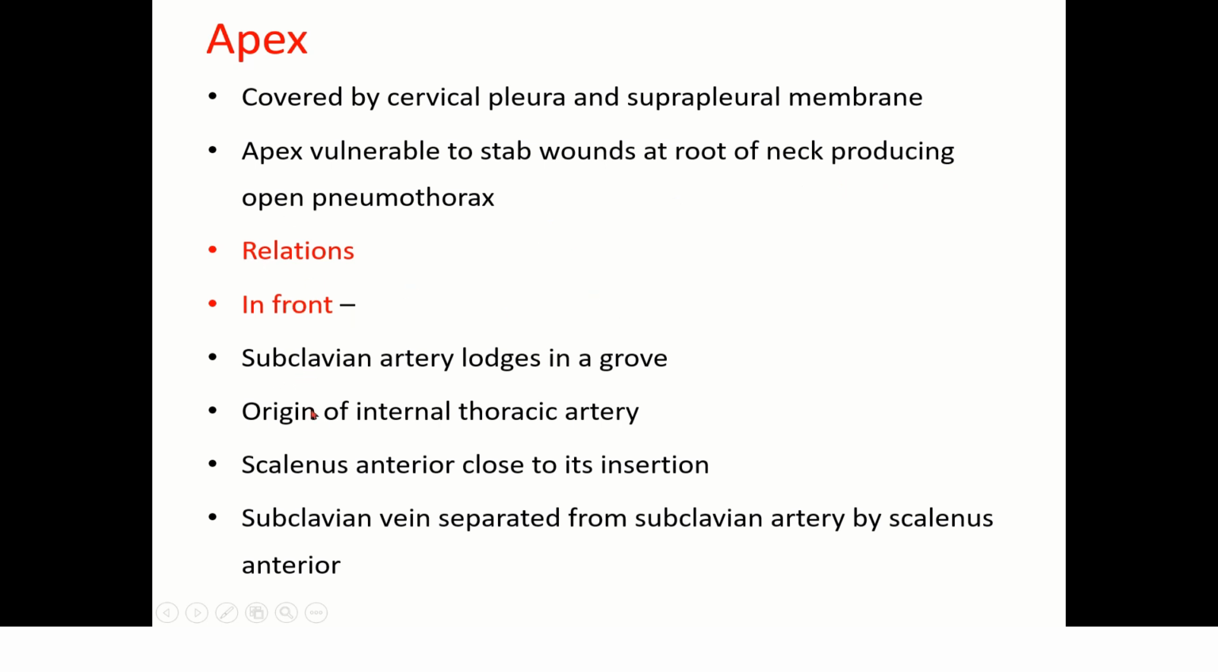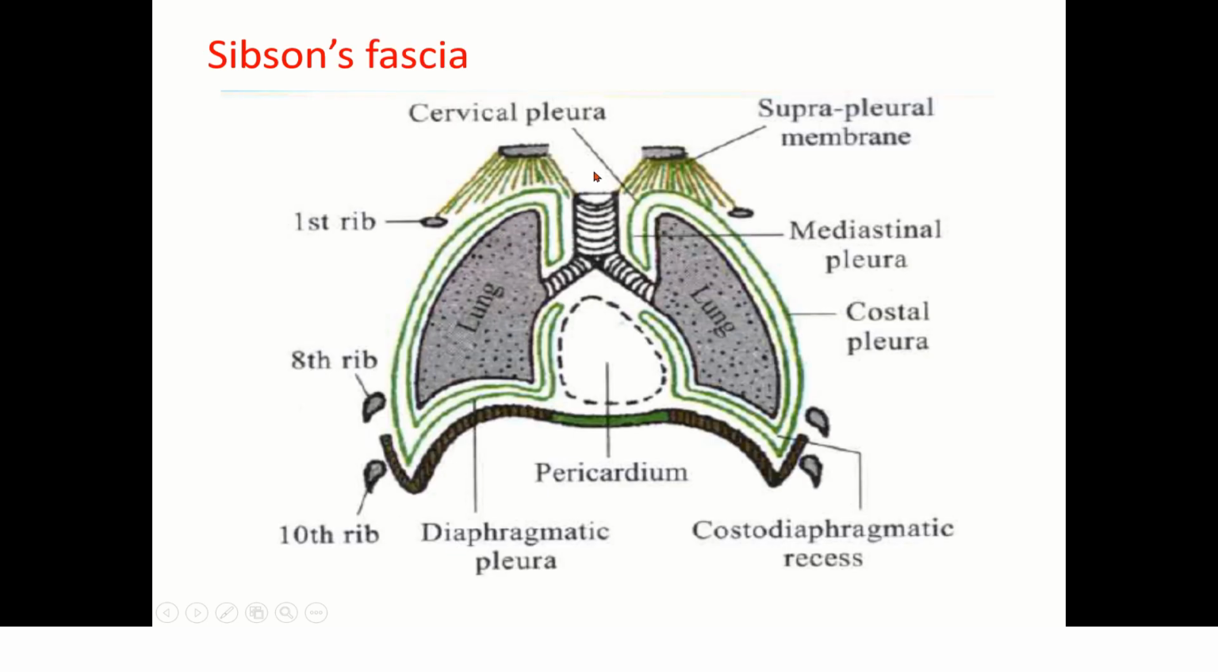Relations in front: subclavian artery, then origin of internal thoracic artery, scalenus anterior close to its insertion, and subclavian vein separated from subclavian artery by scalenus anterior. You can see here, this is the cervical pleura and this is the suprapleural membrane, otherwise called Simpson's fascia, covering the apex of the lung.